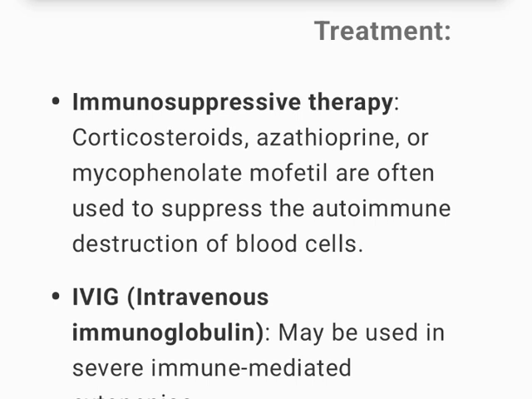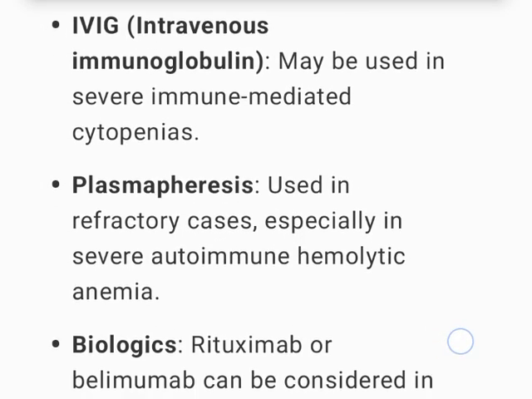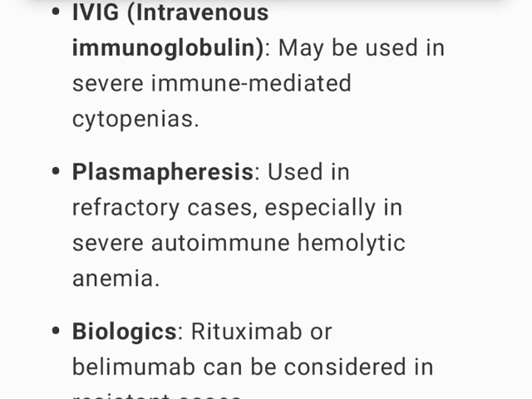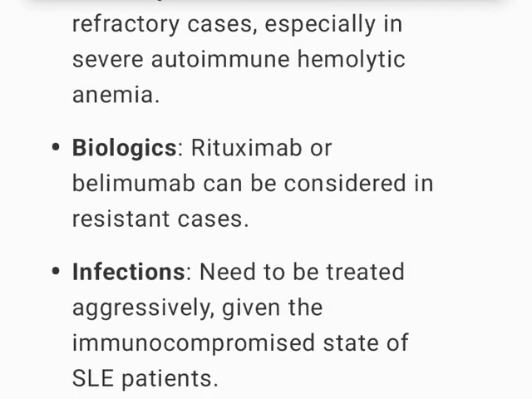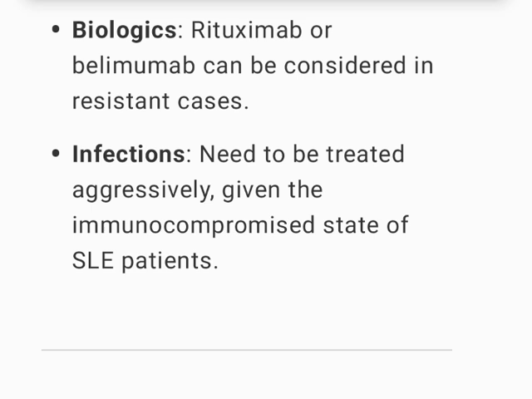Treatment: immunosuppressive therapy. Corticosteroids, azathioprine, or mycophenolate mofetil are often used to suppress the autoimmune destruction of blood cells. IVIG, intravenous immunoglobulin, may be used in severe immune-mediated cytopenias. Plasmapheresis, used in refractory cases, especially in severe autoimmune hemolytic anemia. Biologics, rituximab or belimumab can be considered in resistant cases.